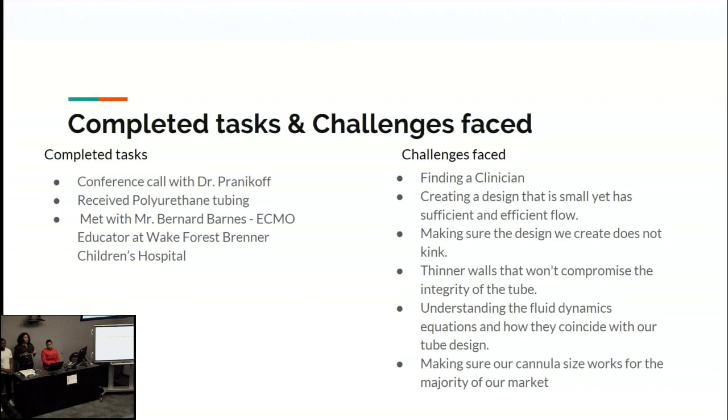Understanding the fluid dynamics equations and how they coincide with our tube design, because it's very vast. Yes, we've had classes in this area, but actually applying it is a whole different beast. And making sure our cannula size works for the majority of our market. We recognize that our market is very small, and that the doctors' choice of cannula size is dependent upon the baby's size, weight, and so on. So we want a cannula that works for the average number of patients who are going to utilize it.